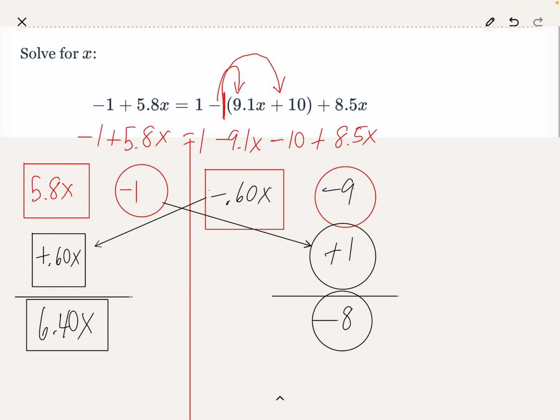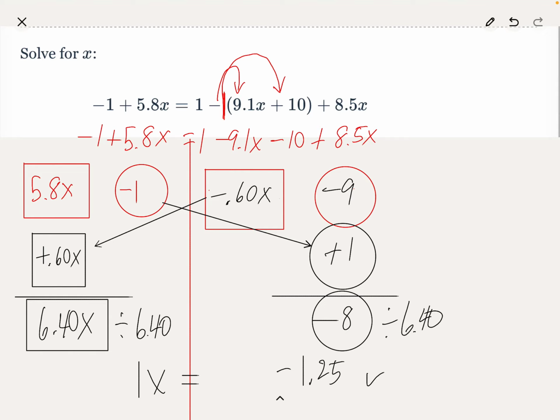And so the last step is to divide both sides by 6.40. And we got 1x equals, I don't know, oh, that's 80 cents. So let me calculate this. I don't want to make this mistake. So this is going to be a negative 8 divided by 6.4. So this is going to be a negative 1.25. So that is our answer.